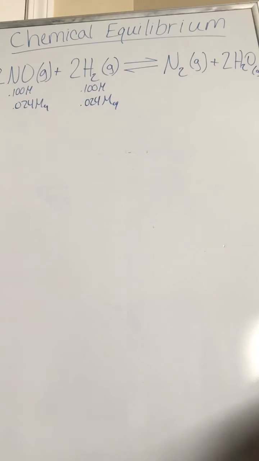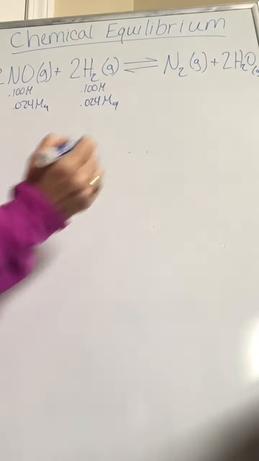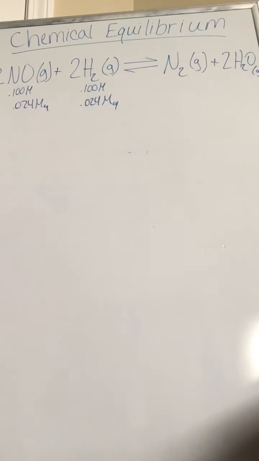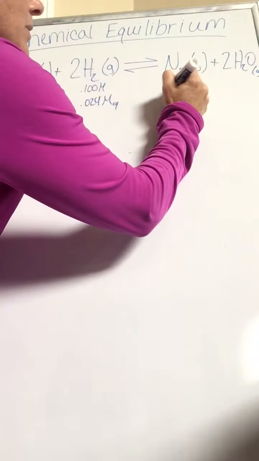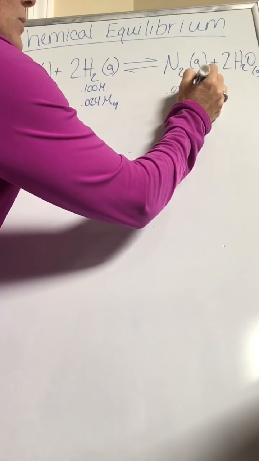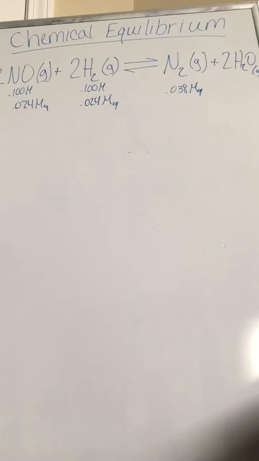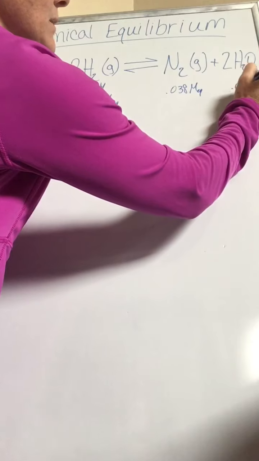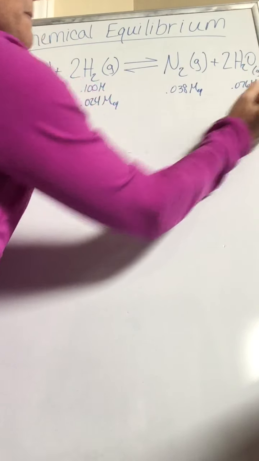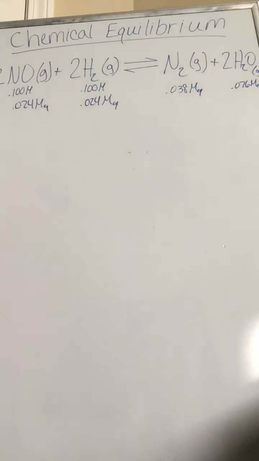All right, and let's see, so N2 at equilibrium is 0.038 molar, and that's at equilibrium. And then the H2O is 0.076 molar at equilibrium.